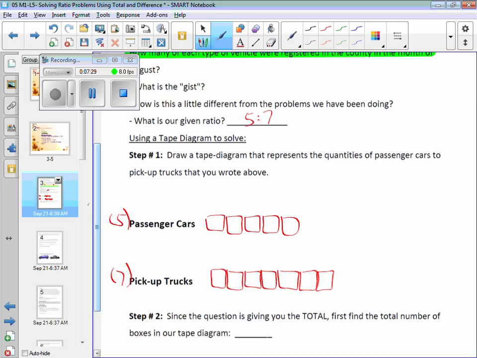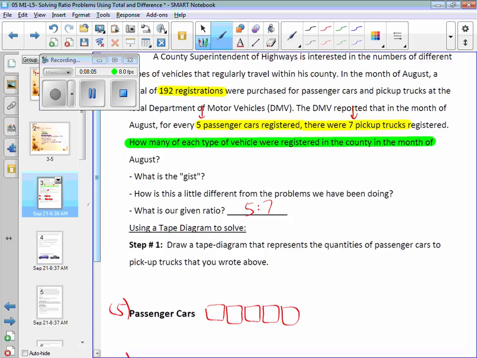Great. So now step 1 is done. That's no different from what we've been doing. Now what we have been used to is if you went back to the problem, they would tell you how many actual passenger cars there were. You would have to find the magic number. You'd have to put it in every box, and then you'd be able to count up the magic number for all the pickup trucks and get that answer. But they're not telling you pickup trucks, nor are they telling you passenger cars. They are telling you a total of how many cars.